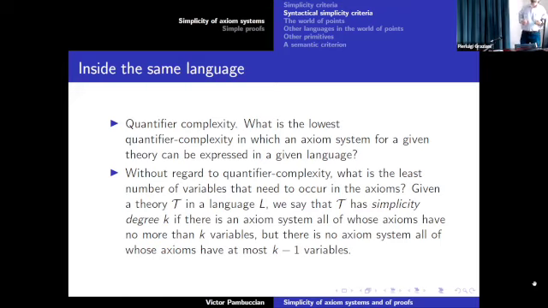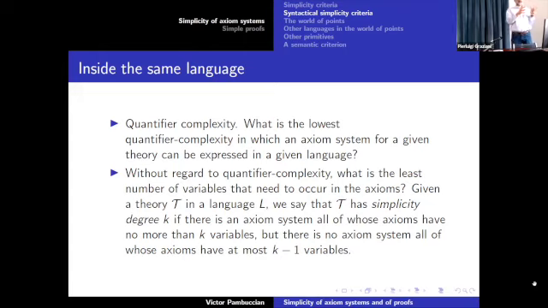Inside that language, what is the most complicated axiom that I need to assume? Complicated in terms of numbers of variables. That's going to be called the simplicity degree of this theory. So if I have to have an axiom with k variables, I can't do it with k minus 1 in any possible way, then the degree of simplicity of that theory is k. Okay?